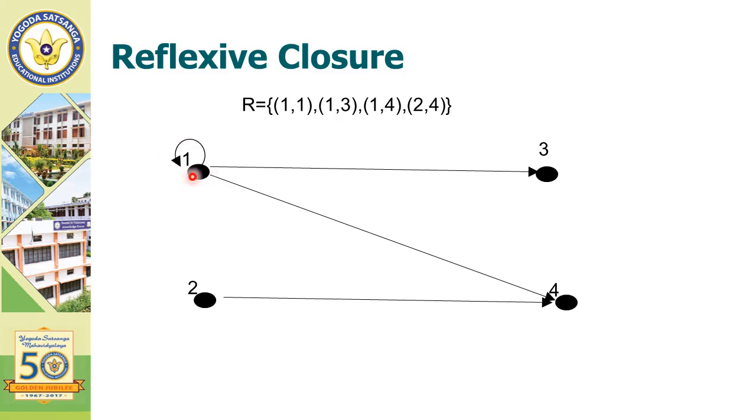Here are 4 nodes: 1, 2, 3, 4. The edges are (1,3), (1,4), (2,4), and (1,1), which is a loop. Now the relation is (1,1), (1,3), (1,4), (2,4). Here only node 1 has a loop. If we add a loop to the rest of the nodes, then it is a reflexive closure. Here it is a reflexive closure; we add the loops for all the nodes.